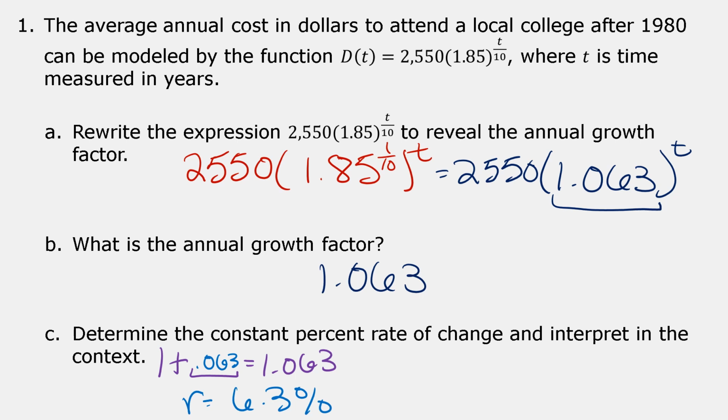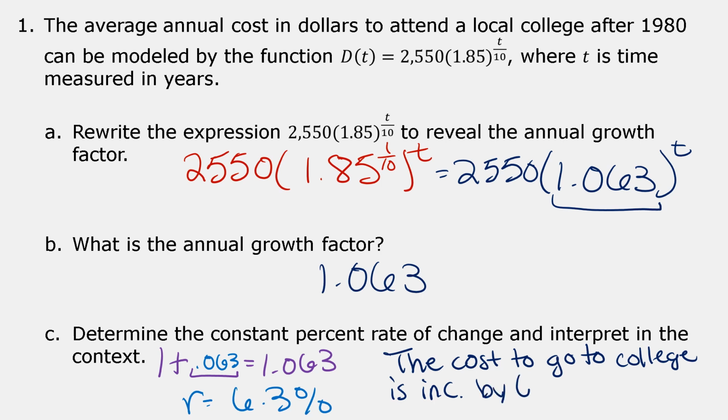So this problem is talking about the average annual cost. So the cost to go to college is increasing because we're adding the 6.3% each year. We're talking about years. So something along the lines of the cost to go to college is increasing by 6.3% per year.